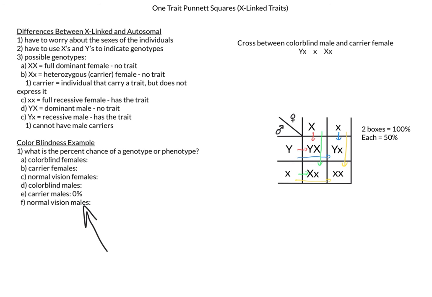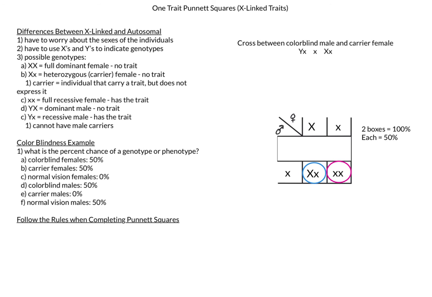Let's make our list. So we have colorblind females, carrier females, normal vision females, colorblind males, carrier males, and normal vision males. Now let's look back at the square to see what we get for the males. Again, the carrier will be 0%, and we again get 50% colorblind males and 50% normal vision males. Now let's look at the females. Here we would have 50% colorblind females and 50% carrier females, which gives us 0% normal vision females.